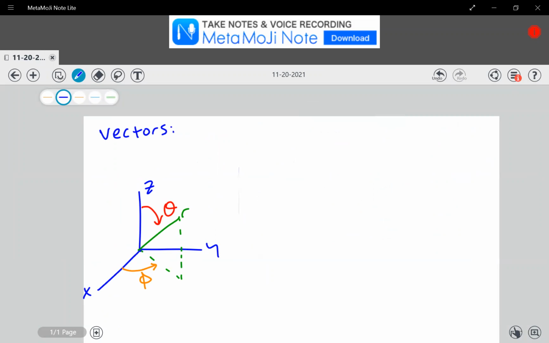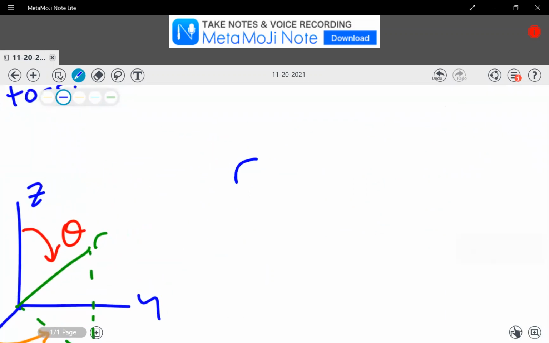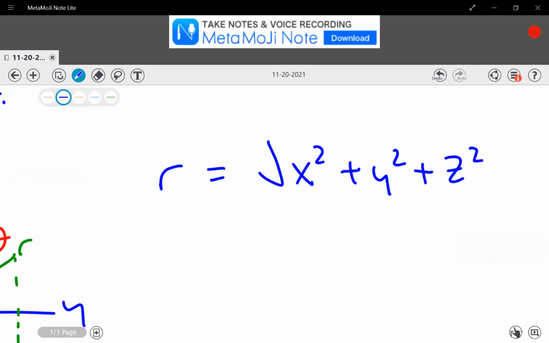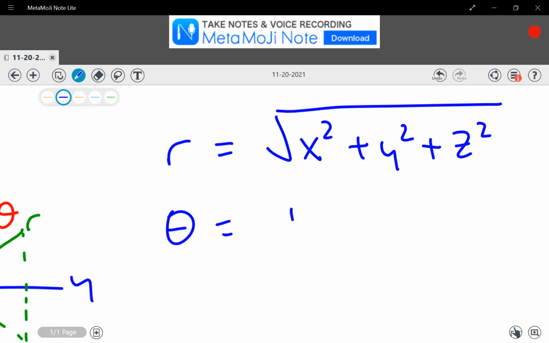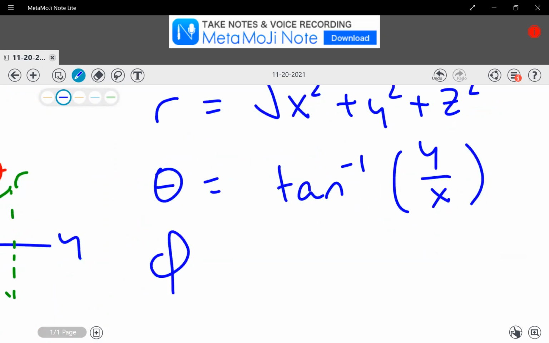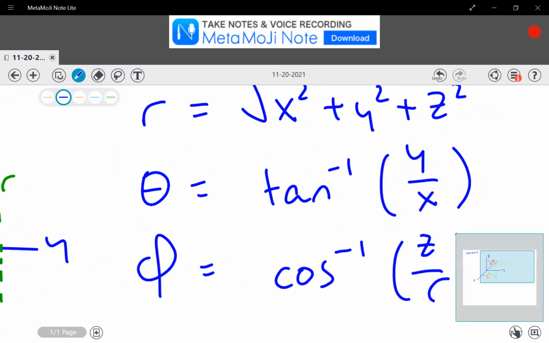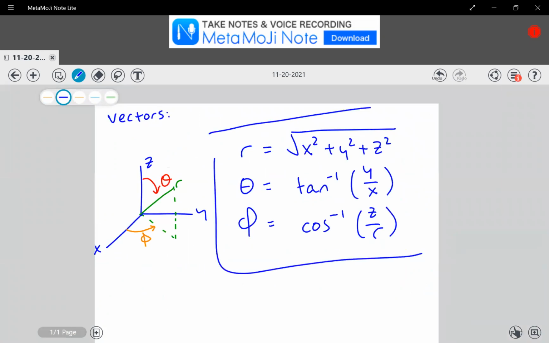For Cartesian to spherical, our r value is just the square root of x squared plus y squared plus z squared. Our theta is the same thing as before, tangent inverse of y over x. And our phi is going to be cosine inverse of z over r. All right? So feel free to take a photo.